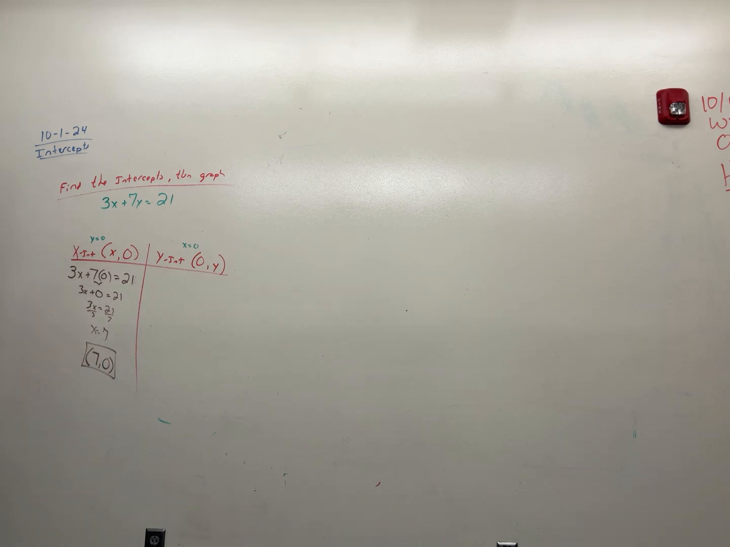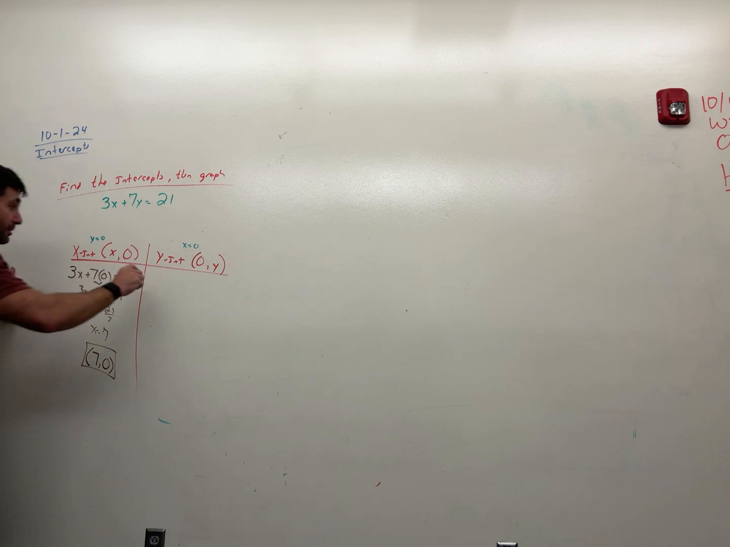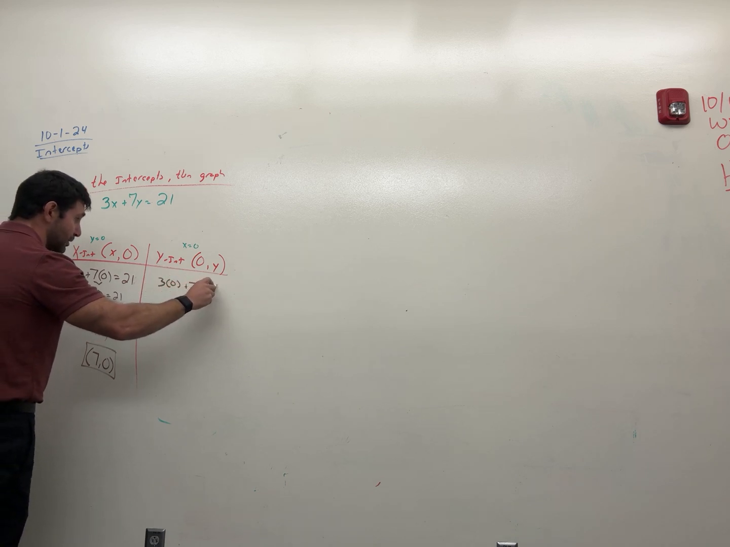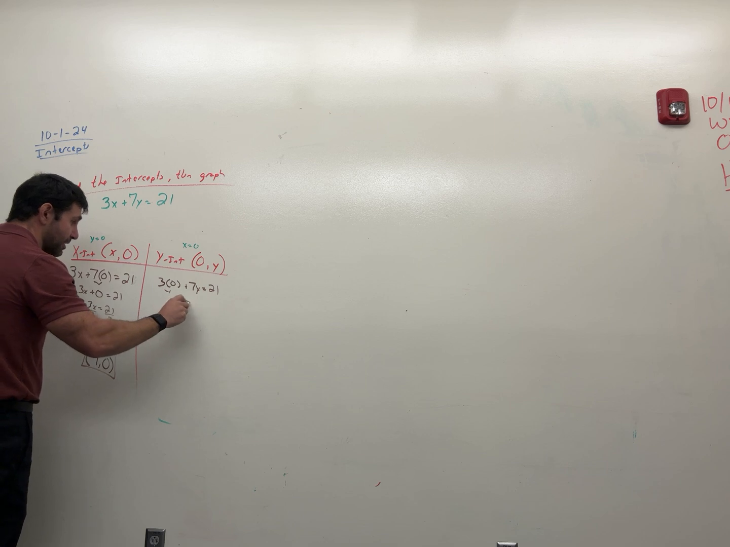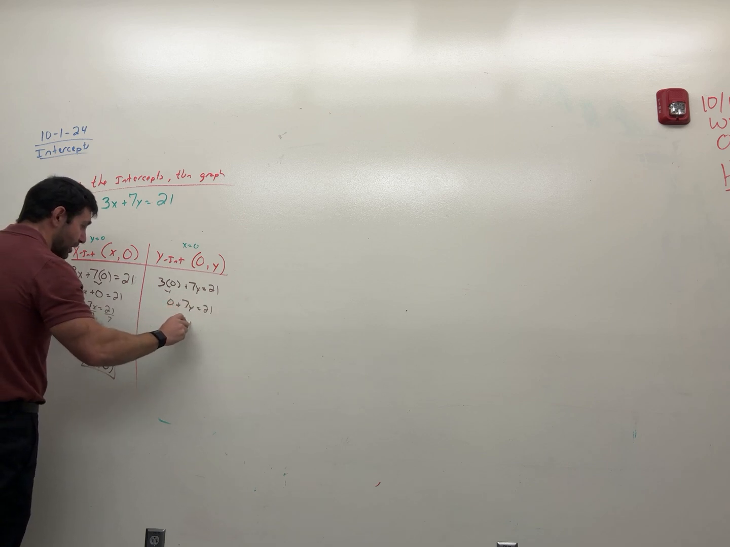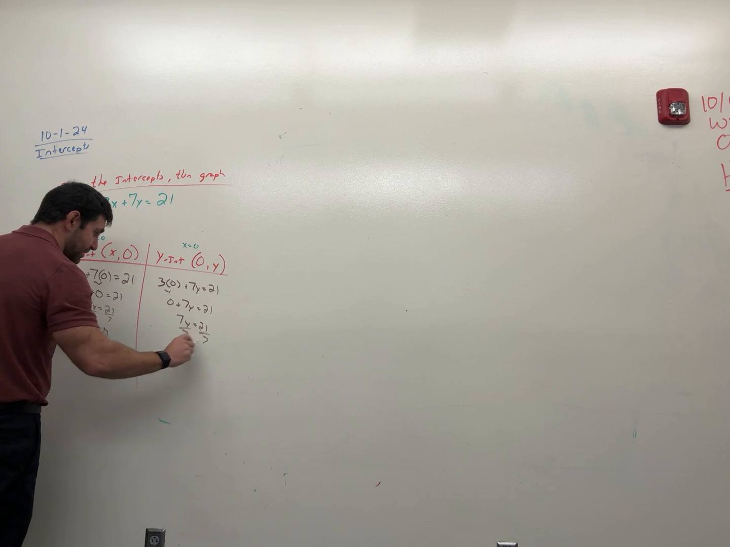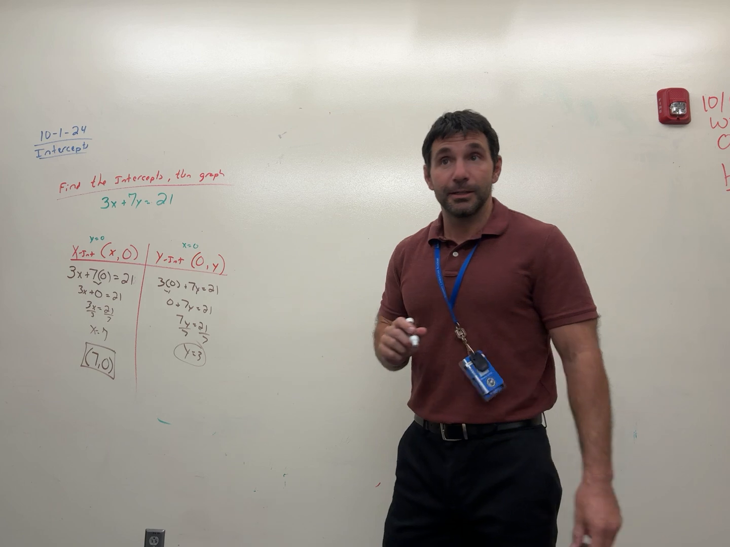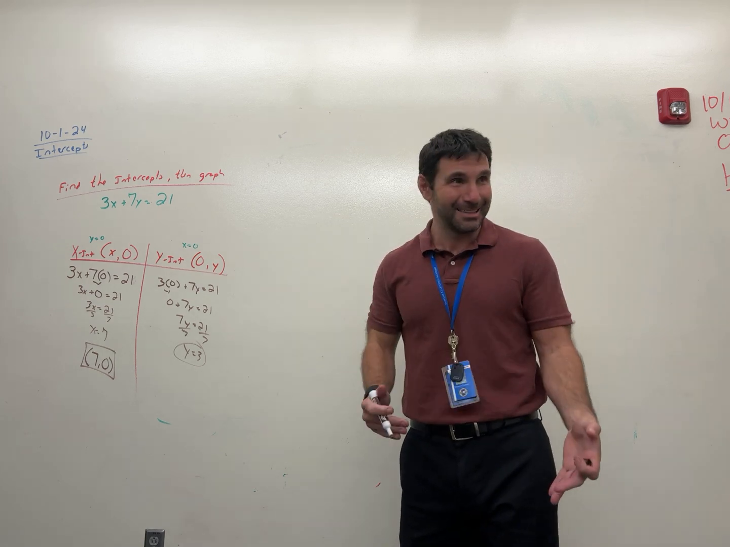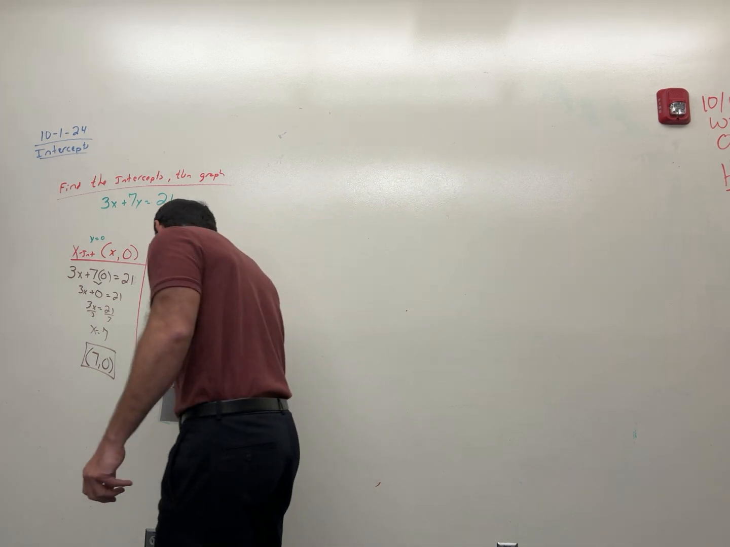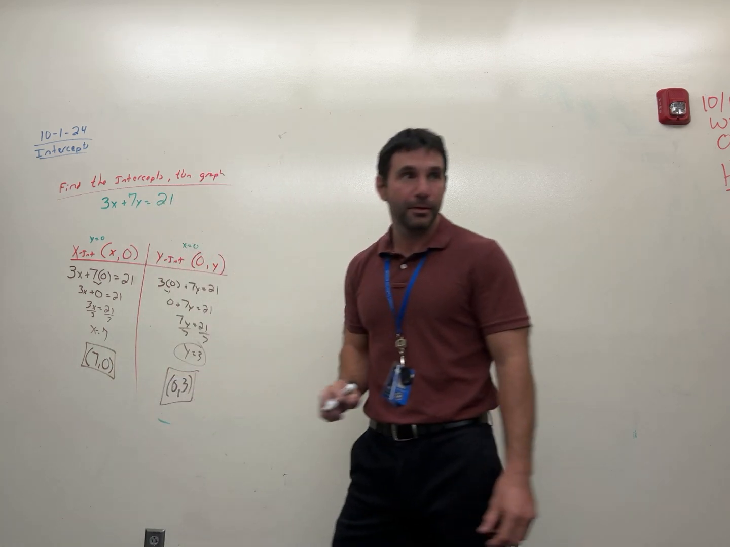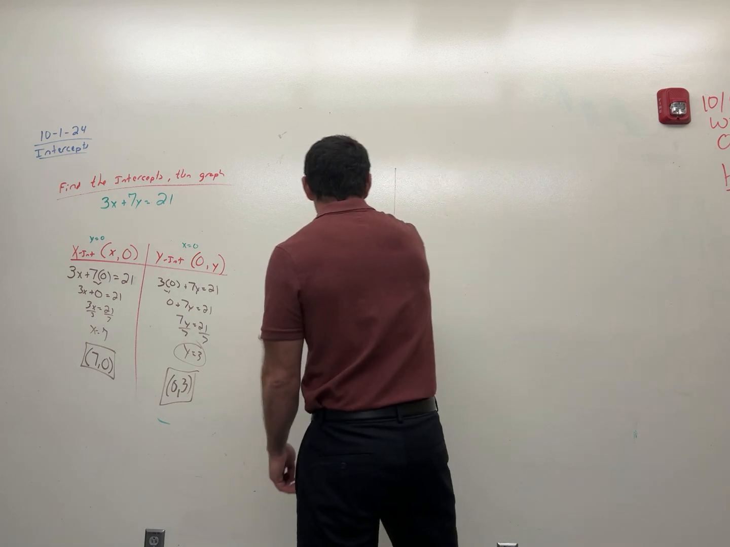That's the x-intercept. To have an intercept, it needs to be an ordered pair. Y, 3 times 0 plus 7y equals 21. Well, that's 0 plus 7y equals 21. Well, that's 7y equals 21. Divide by 7, y equals 3. Yay! I'm not done. Because you need to have an ordered pair. That's how we know to graph.